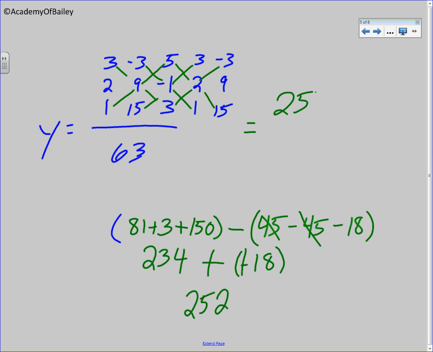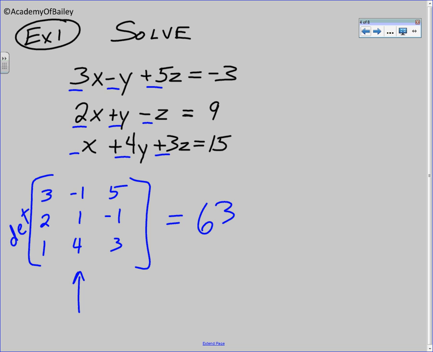So we have 252 divided by 63, and 252 divided by 63 should be 4. All right, we know what x is, we know what y is. So in order to find z, I say we plug it back in and calculate it.